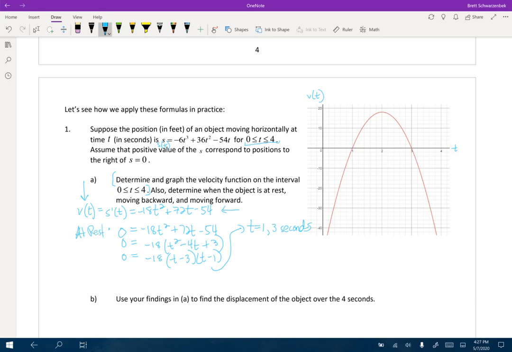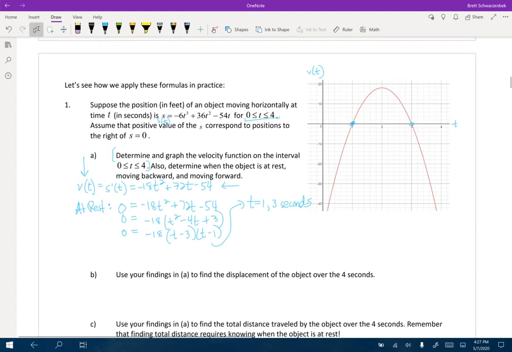So let's look at our diagram. At t equals 1 and at t equals 3, what is the velocity? Well, the y-axis is the velocity, or in other words, it's the v-axis here, and that is 0. So this checks out perfectly. But object at rest is really easy to find, so what about moving forward and backward? Okay, so we know that this object is moving forward if its velocity is positive.